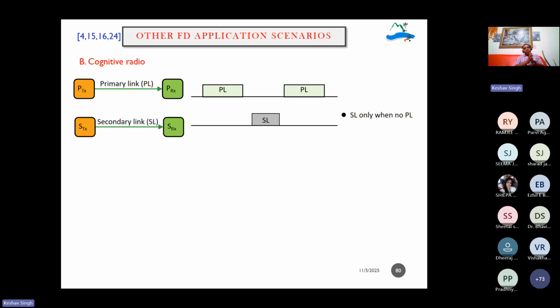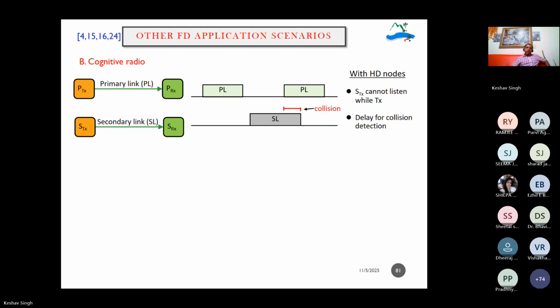So that means the primary transmitter is sending data to the primary receiver. So we have different time slots, and this is a secondary link. Here, once the primary network becomes idle, that is when the secondary starts transmitting signal to its receiver.